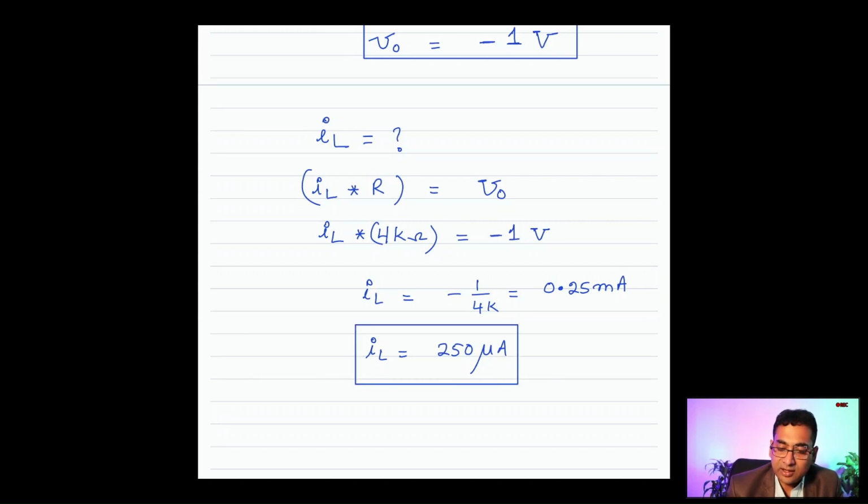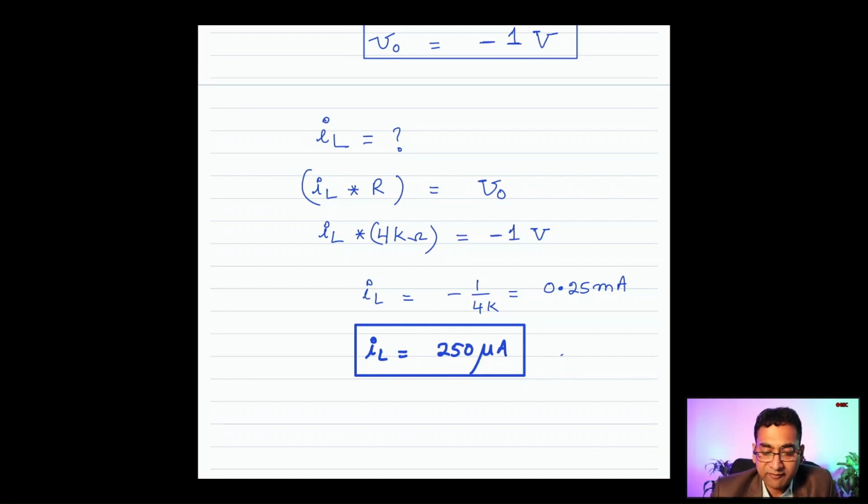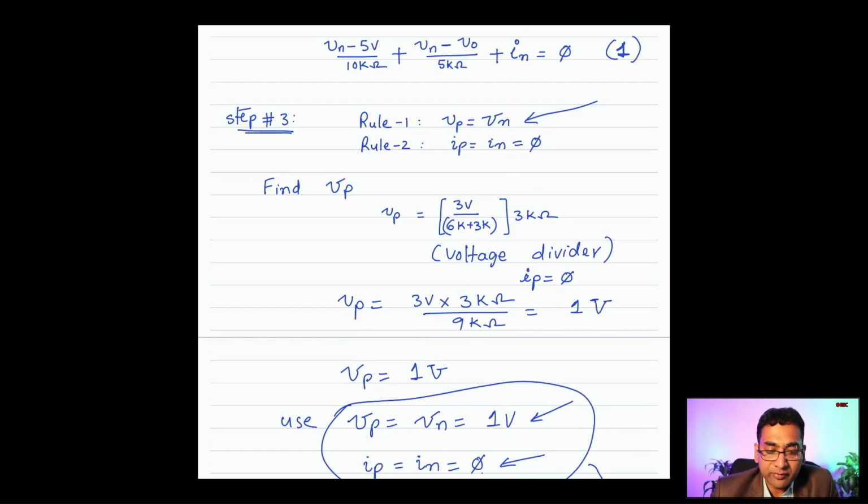Easy, isn't it? All we have done is to apply the rules. Let me make this bold. This is the answer we were after. We wanted to find out the value of IL. How did we do that?